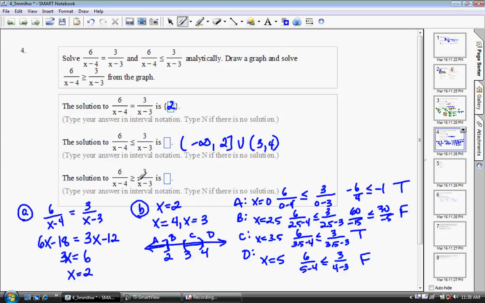Now, part C is everywhere else. Right now it's greater than or equal instead of less than or equal to, so that would be in regions B and D. So for that we would have a bracket at 2 to 3 with a parentheses, union, parentheses 4 to infinity.